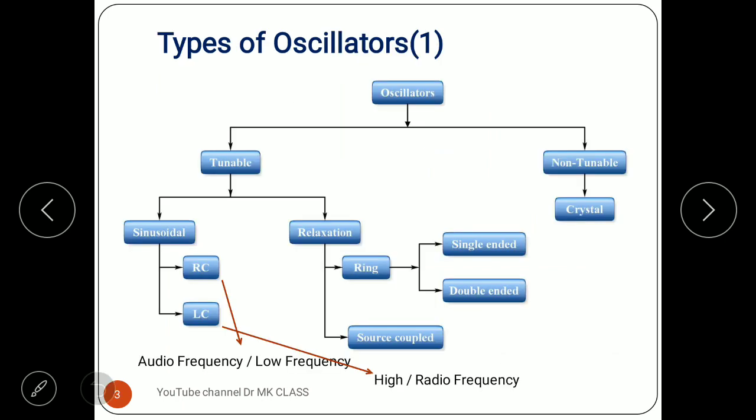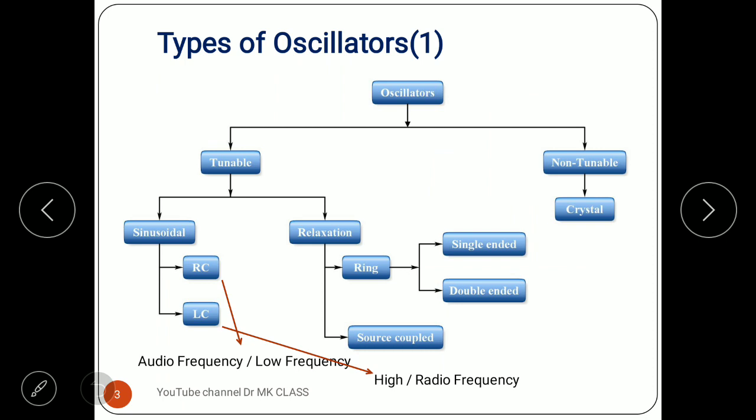Now the types of oscillators. There are many types, but majorly I divided them here. The first is tunable and the second is non-tunable. Tunable means you can tune the frequency of the oscillations. In that there are two types: sinusoidal and relaxation. In sinusoidal there are again two types, RC oscillators and LC oscillators.